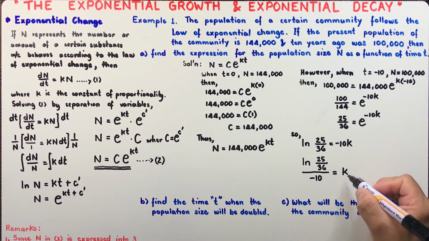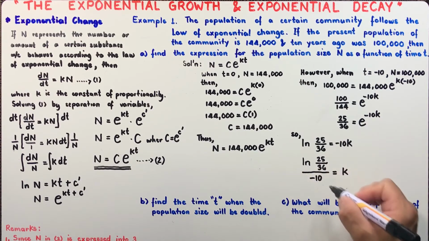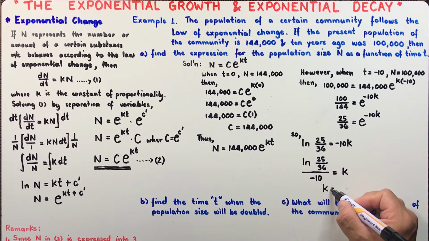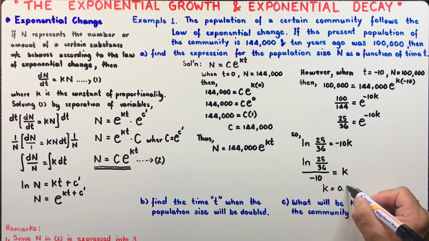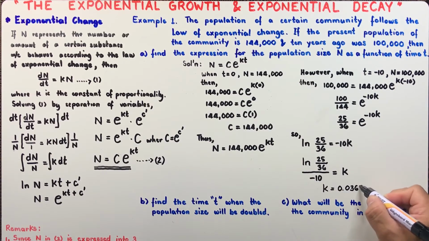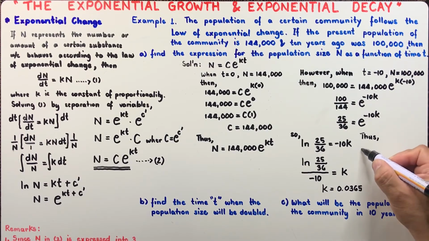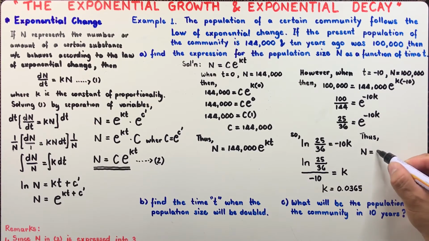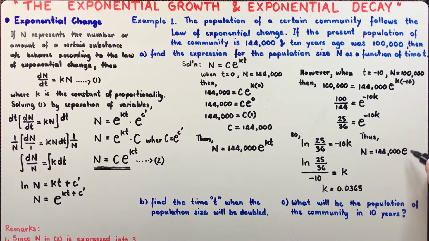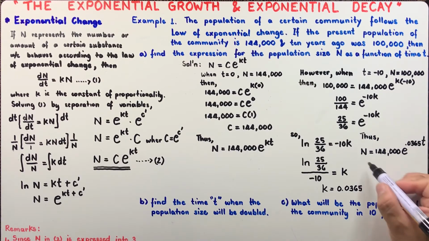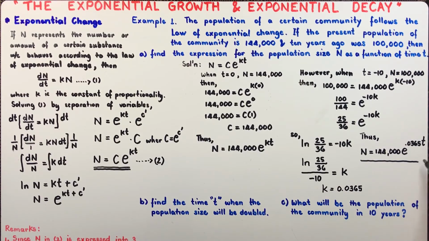And solving for k here, using a calculator, we have k which is equal to 0.0365. Then therefore, we can say that our population big N is equal to 144,000 times e to the power of 0.0365t. And this is our population formula as a function of time t.